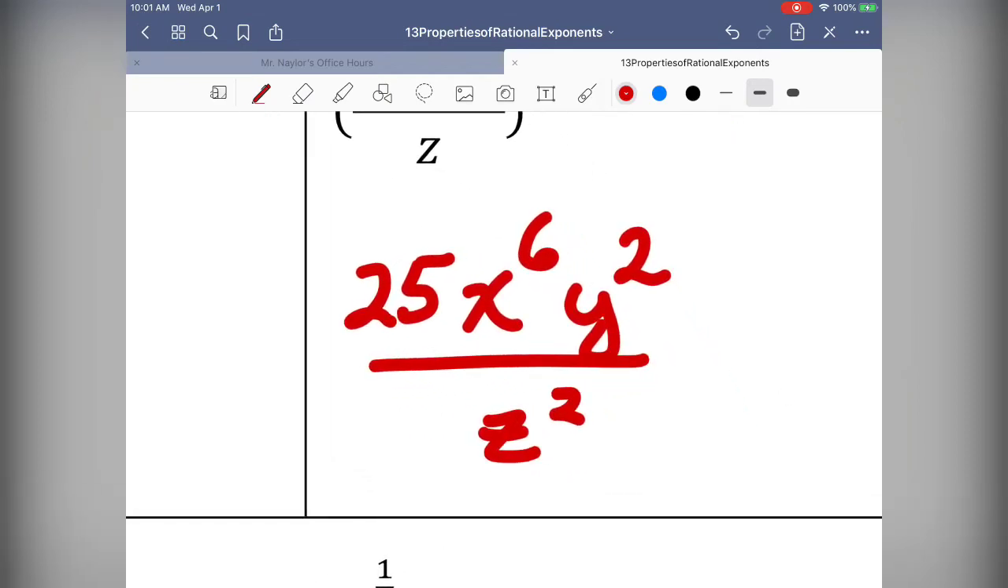Now there's really nothing else that I can do with this problem because none of the bases are the same. So don't try to cancel the exponents. That would be silly. Those are not the same type of bases.